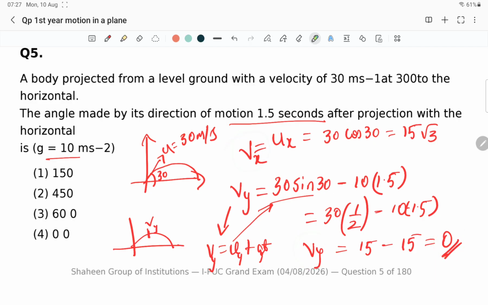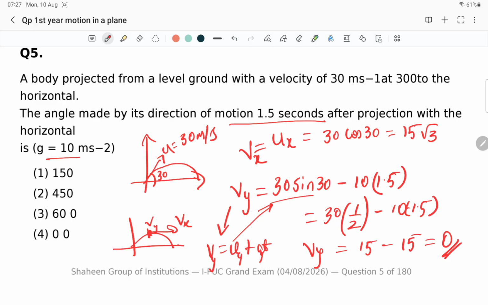Horizontal is constant. When does this happen? This happens when you are at mid journey, isn't it? At the maximum height, ux remains same, uy will be 0. So I hope this is understood. The point we were trying to talk about is the maximum height, and at maximum height you have only vx and not vy.